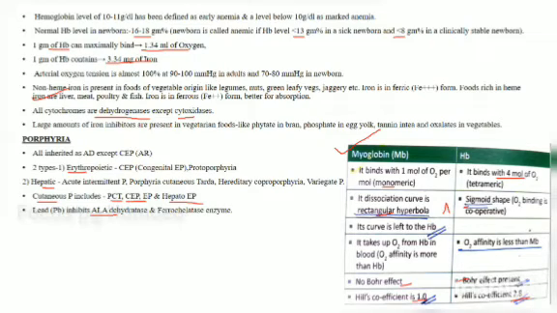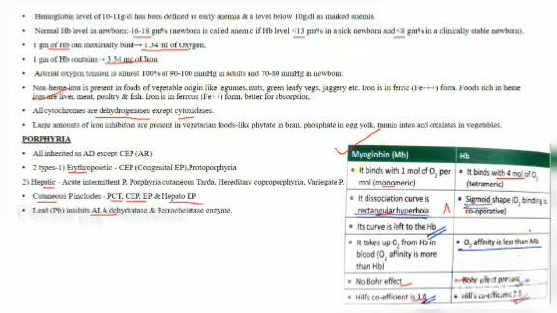1 gram of hemoglobin binds with 1.34 milliliters of oxygen. It contains 3.34 milligrams of iron. These are commonly asked questions. Arterial oxygen tension is almost 100% at 90 to 100 mmHg in adult and 70 to 80 in newborn. And these are the products where you will be finding the iron.